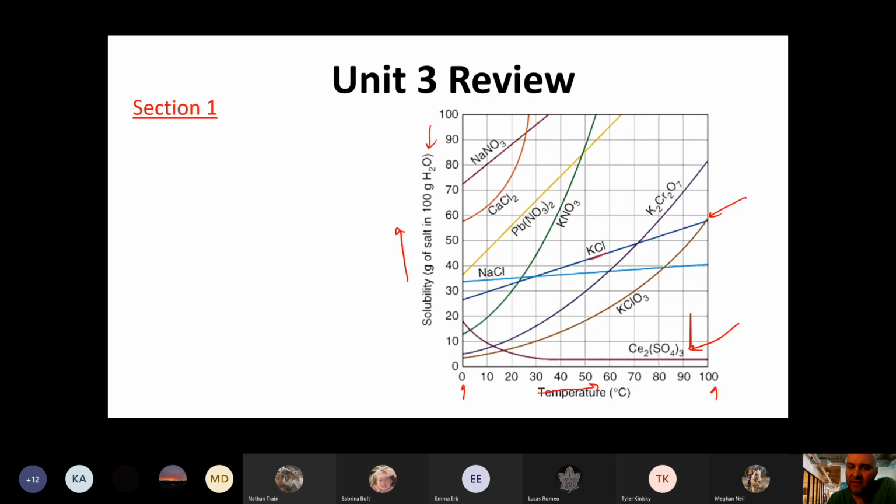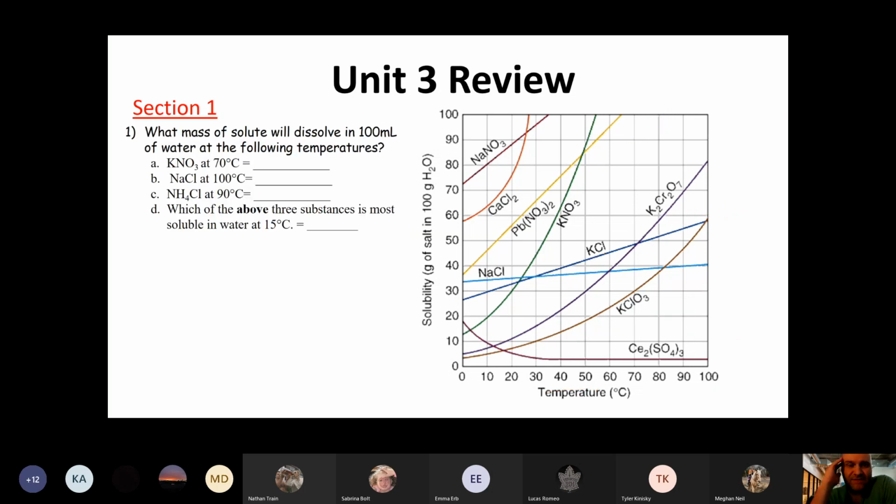With respect to KCl, if ever we have a point that is above the line, that is a supersaturated solution. If ever we're talking about a point below the line, that's an unsaturated solution. And if ever we're talking about a point on the line, that is a saturated solution. So we've got super, we've got saturated, and we have unsaturated.